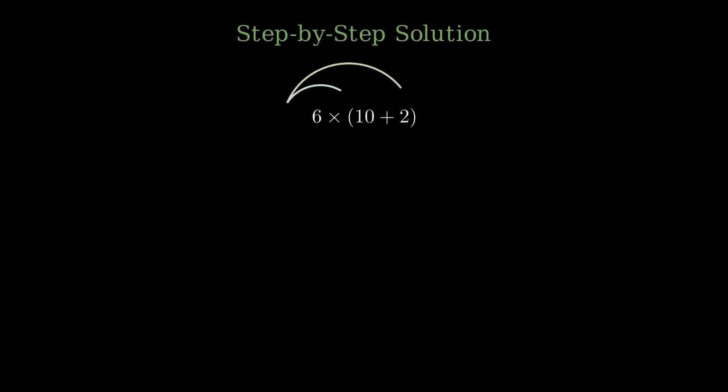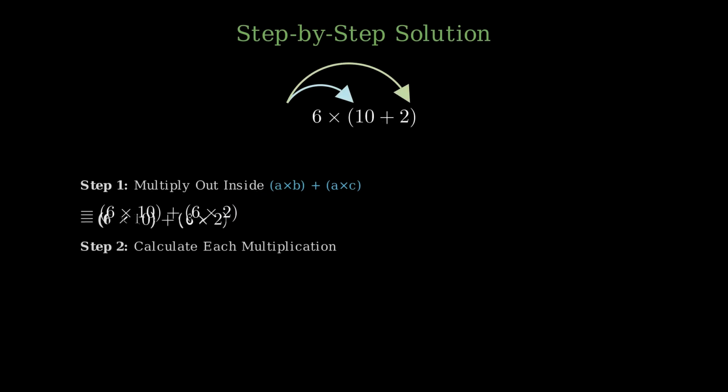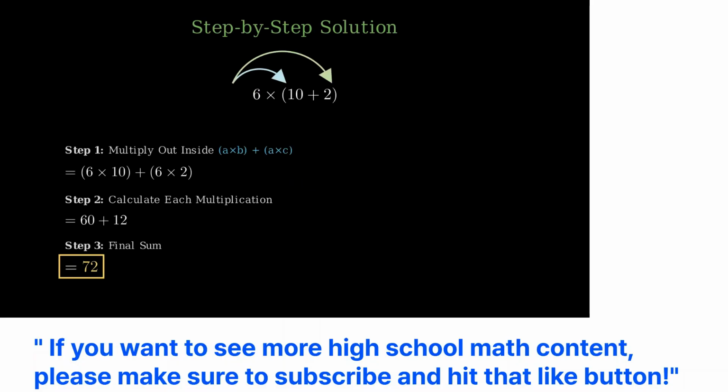Let's solve it step by step. The distributive law tells us that the factor outside multiplies every term inside the house. Step 1, we multiply 6 by 10, which gives 60. Step 2, we multiply 6 by 2, which gives 12. Finally, step 3, we add 60 and 12 together. Our final answer is 72. Fantastic job!